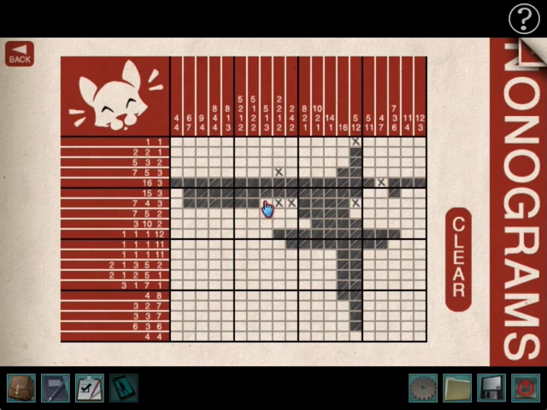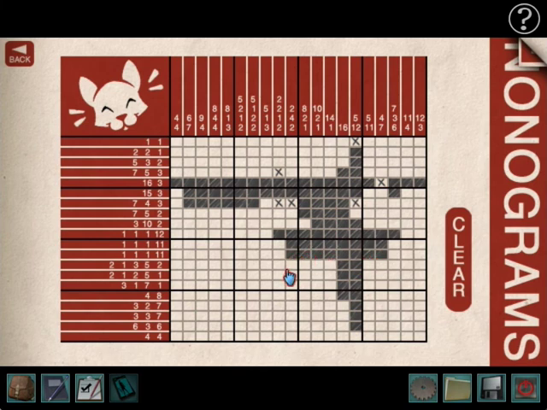Ooh. 4 and 7. Is this part of the 4 or part of the 7? We don't know. Yeah, this puzzle, man. Pretty crazy stuff. We can do some more here, though. I believe we can fill in the exact same squares as the other row.